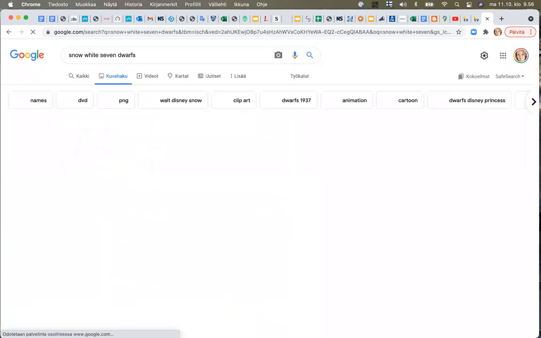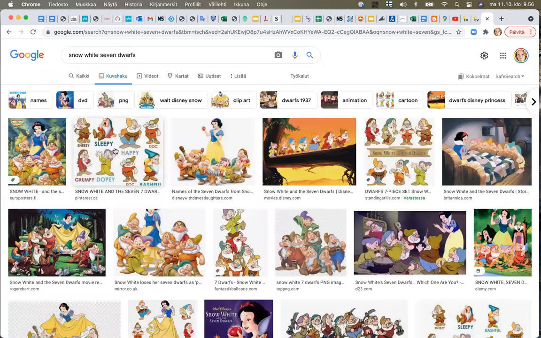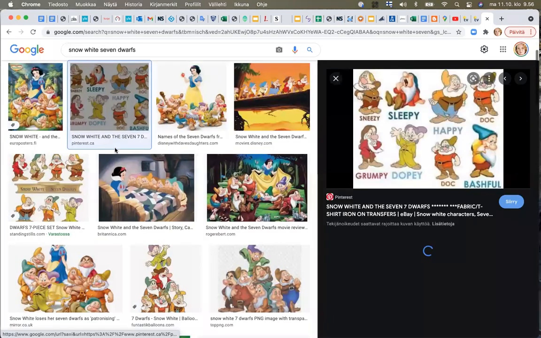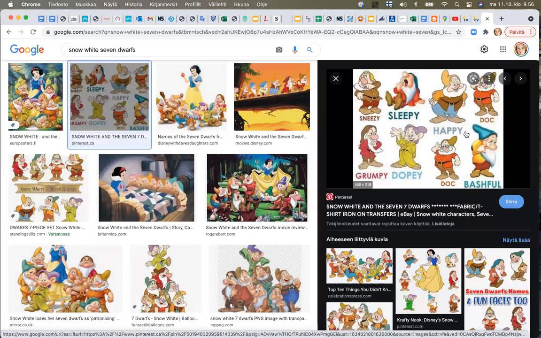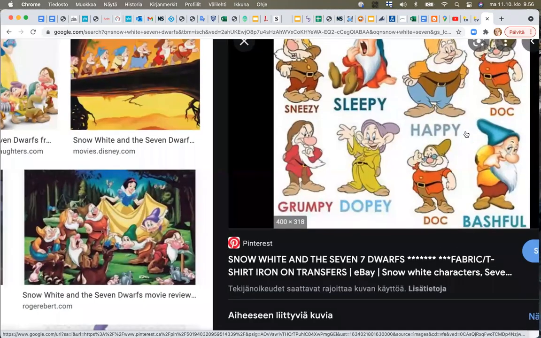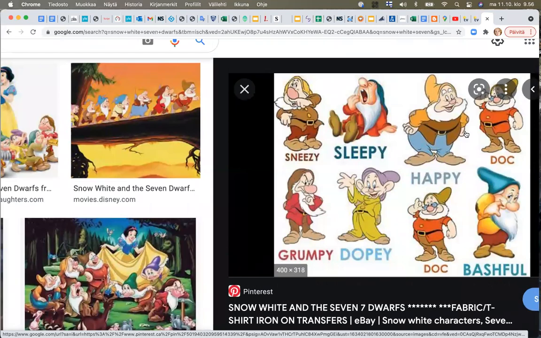Snow White, Seven Dwarfs. Okay, and we have their names there as well. Because this is an old fairy tale, there had been illustrated versions of Snow White and the Seven Dwarfs before, but they all looked the same. I don't know why Doc is here twice, by the way. So they are actually 8 because of that.